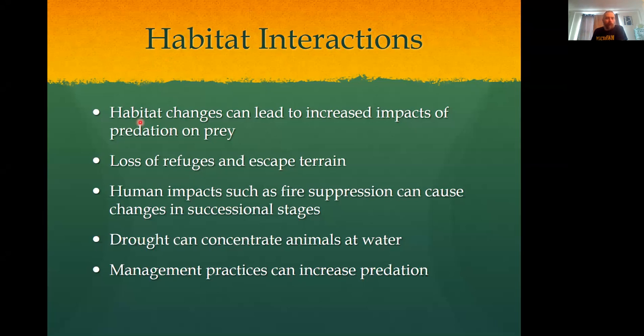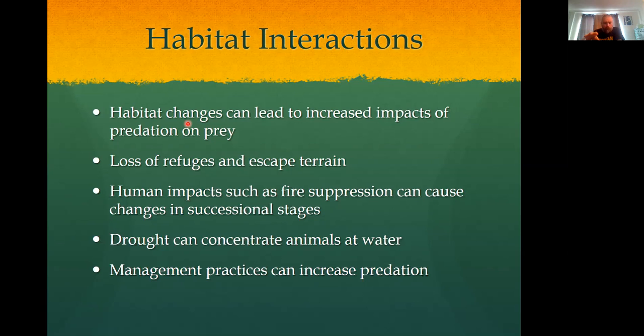So when we change the habitats, we might put ourselves in a situation where maybe we've been managing for one thing or another, or maybe we haven't been managing at all. Maybe development or something else has come in and otherwise altered the landscape.